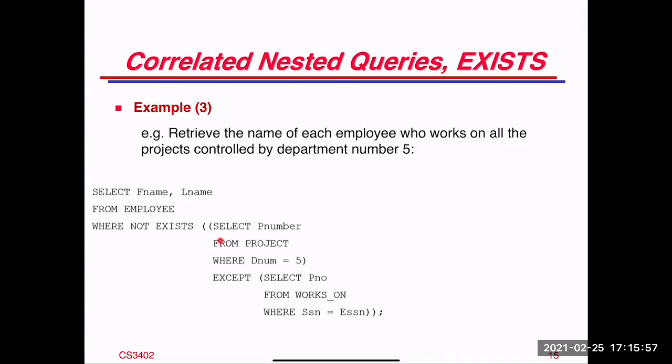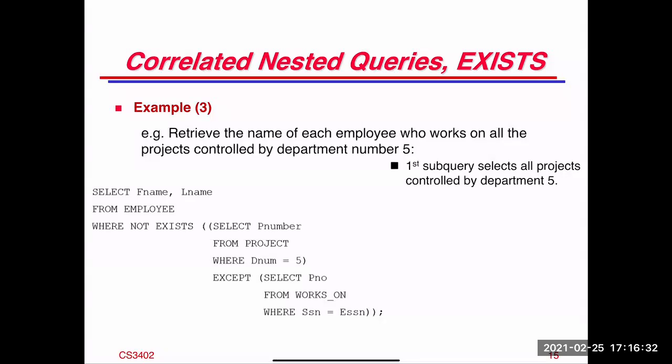So let's start here. Okay, so again, we're looking at some specific employee. And here, in this first subquery, we're actually not correlated to the outer query. So we're just selecting all projects that are controlled by the department with number 5, right? Now, this is, however, not what we're returning here, right? Because we have this except statement and then another nested query here.